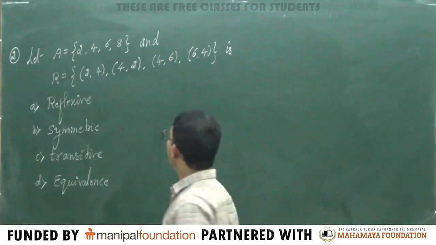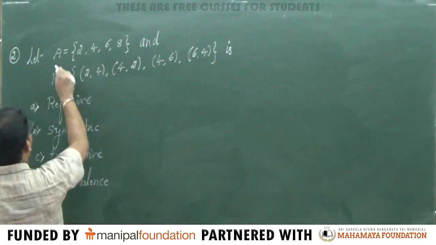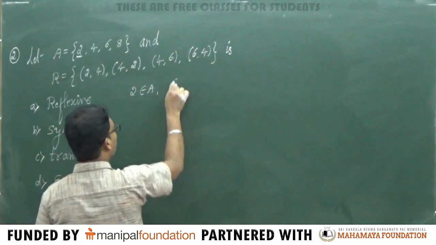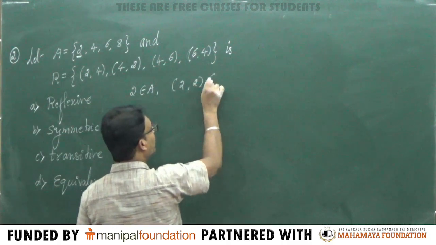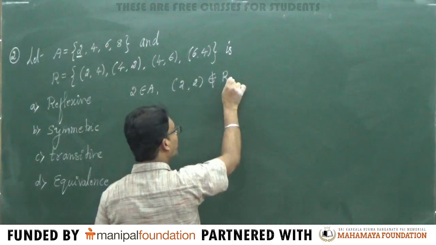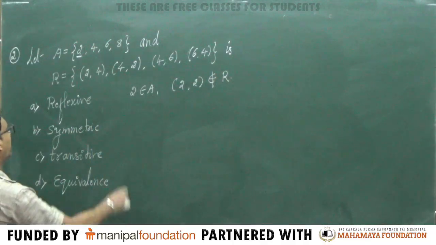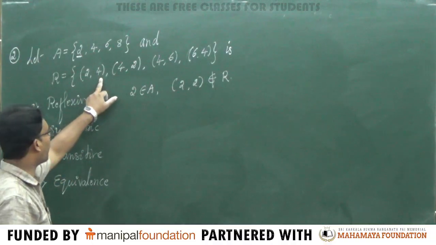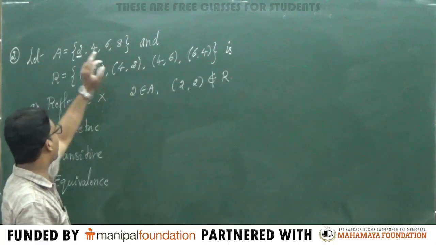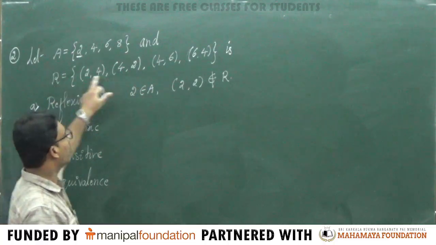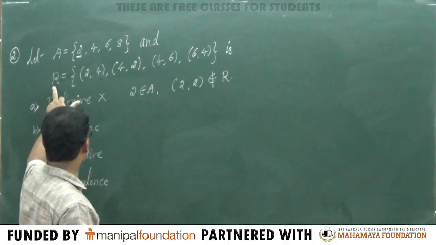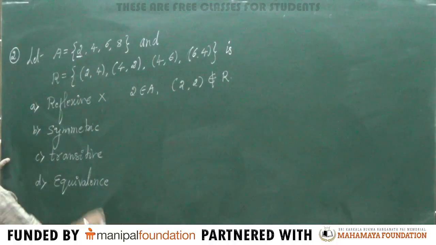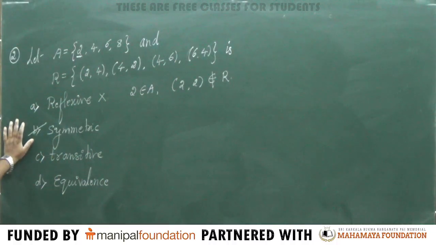So easily we can say that here the set A contains the element 2, but the ordered pair (2, 2) is not present in the relation R. Therefore, R is not a reflexive relation. Here (2, 4) is present in the relation R, and (4, 2) is also present. (4, 6) is present in the relation R, which implies (6, 4) is also present. Therefore, the relation is symmetric.